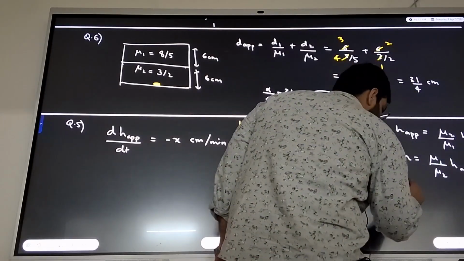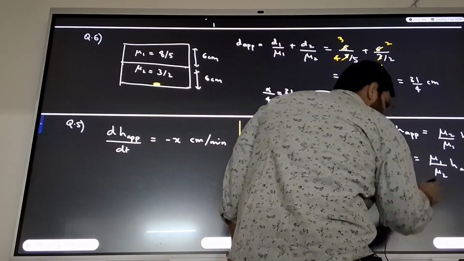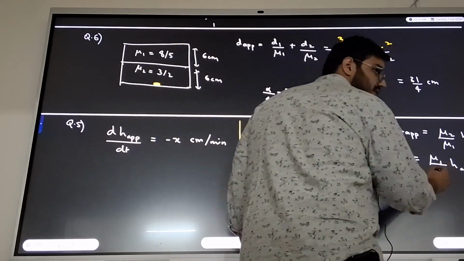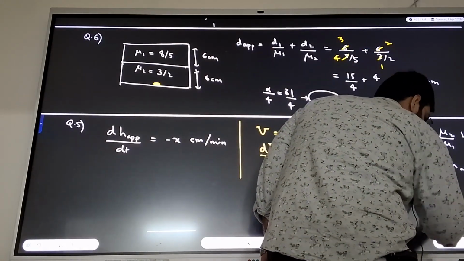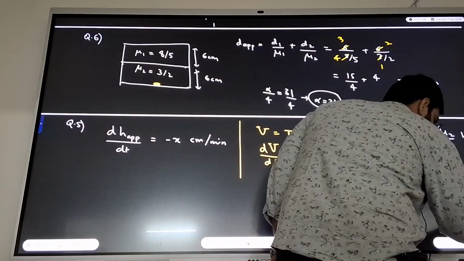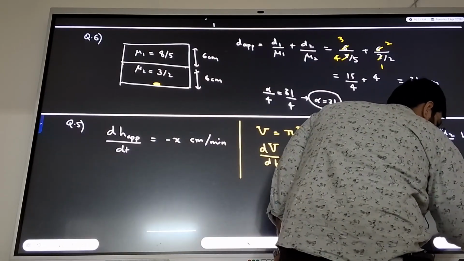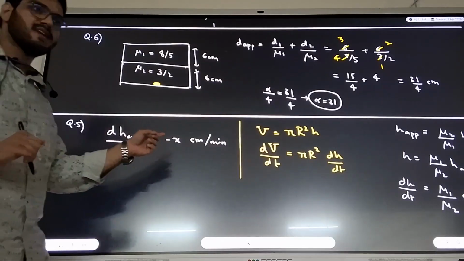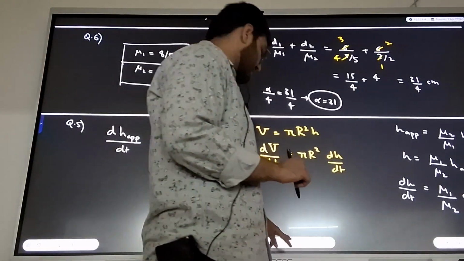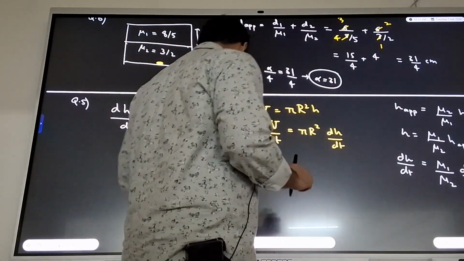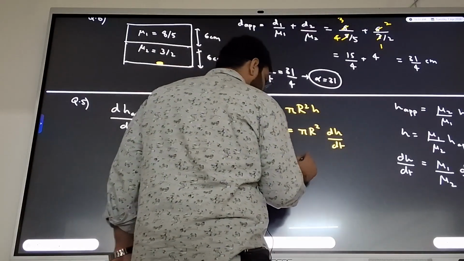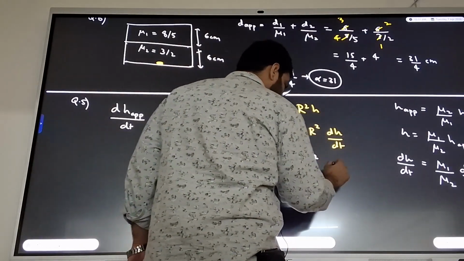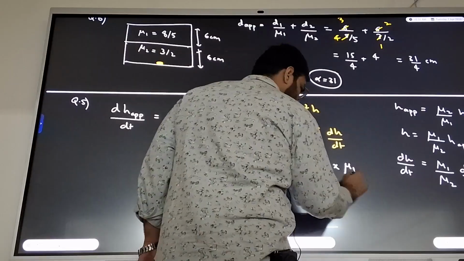And if I differentiate dh by dt, then mu 1 by mu 2 is a constant, comes out. This is dh apparent by dt. But dh apparent by dt is minus x, na? Yes or no? I can substitute that and then I will get dh by dt. Then what is dh by dt equal to? Pi r square minus x mu 1 by mu 2.